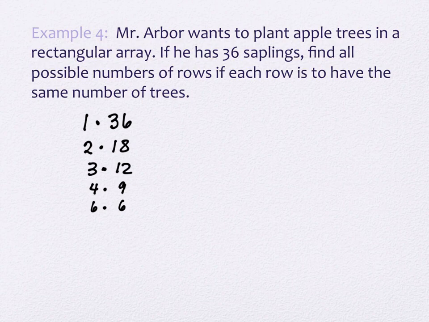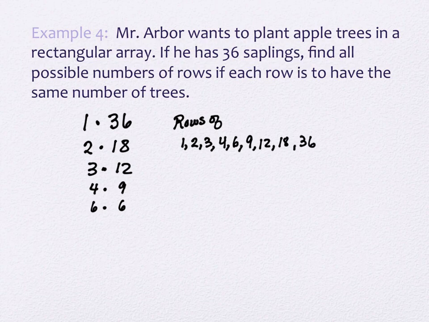So right now what all we've done is we've listed the pairs, right? This is almost like our work part of the question. We're going to answer the question in a little bit more of a formal way, like with the description. So these are the pairs that he could do. And so our answer would be that he could have rows of, and we're going to do exactly what you said, Ethan, rows of 1, 2, 3, 4, 6. I don't need to list 6 twice. And then, what's next? 9, 12, 18, or 36.